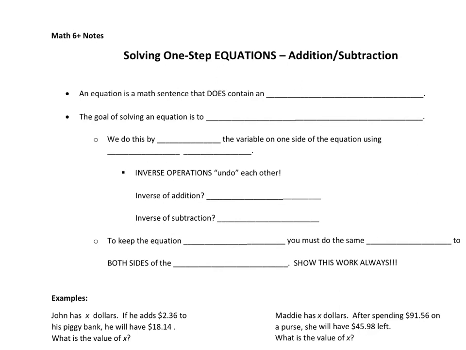So here's going to be this little vocabulary section. An equation is a math sentence that does contain an equal sign. That's the big difference between equations and expressions. Equations have equal signs, yes? The goal of solving an equation is to what we call isolate the variable. That means to get the variable by itself. So we know that the variable is equal to whatever we find as our answer.